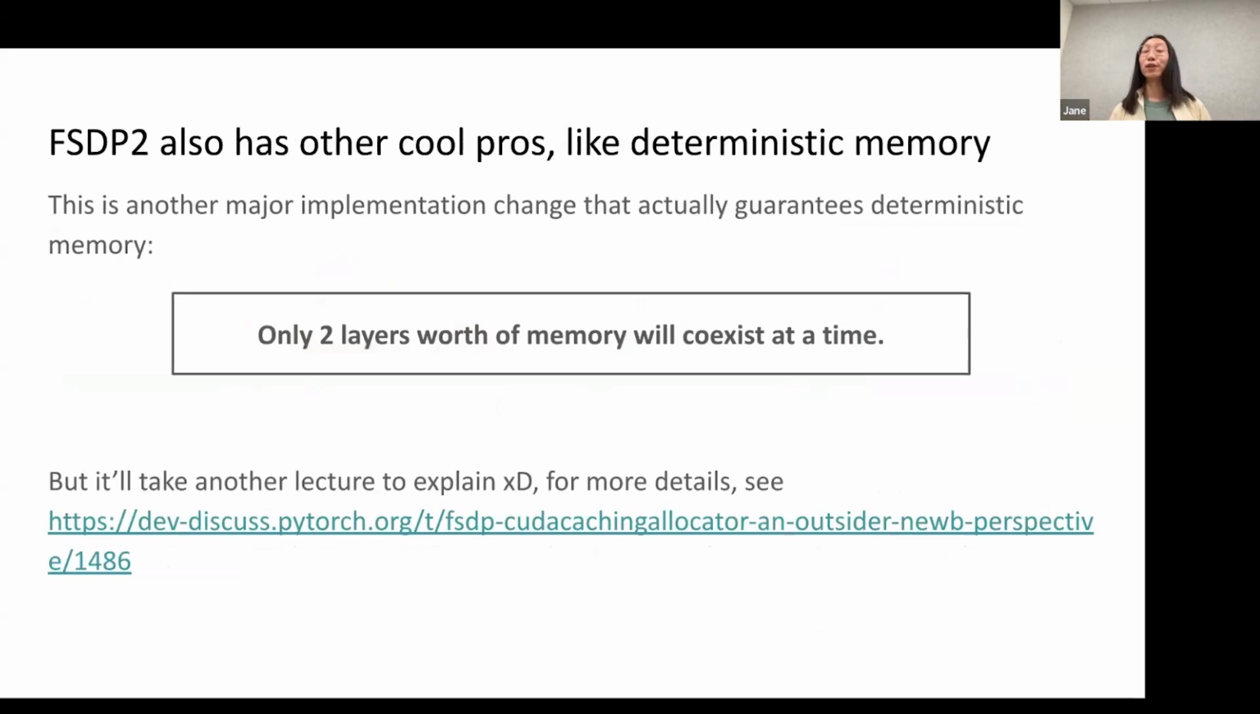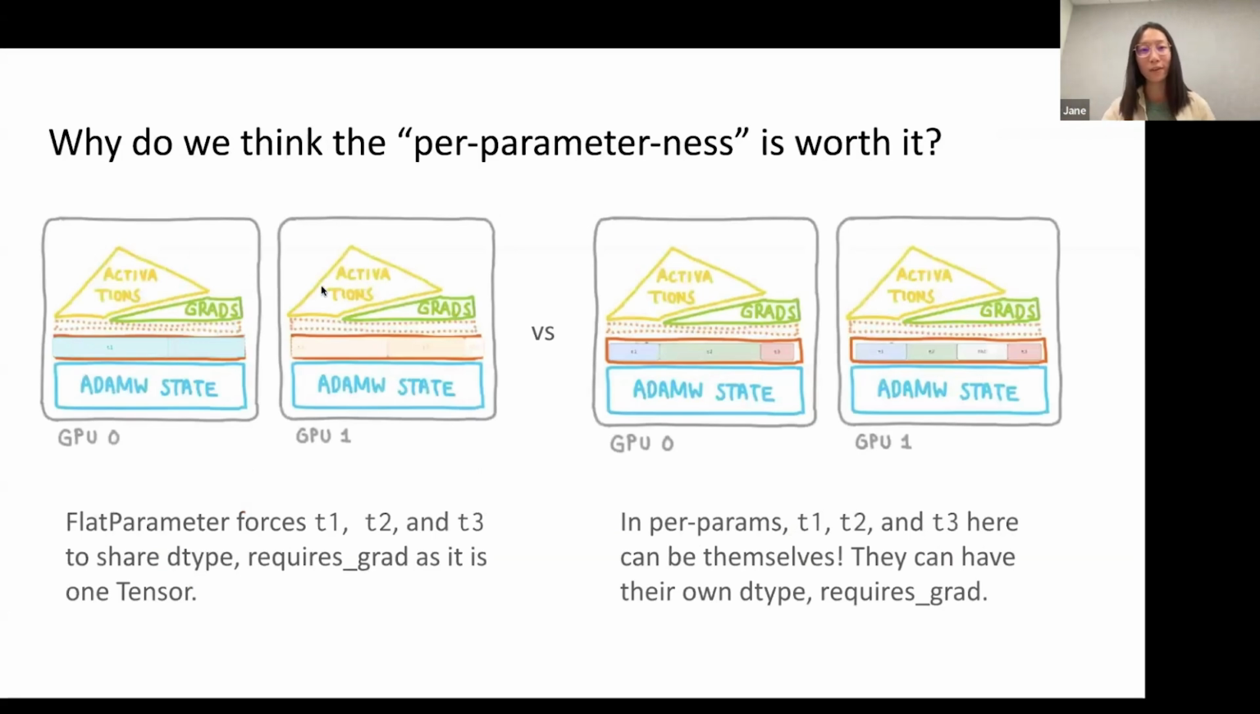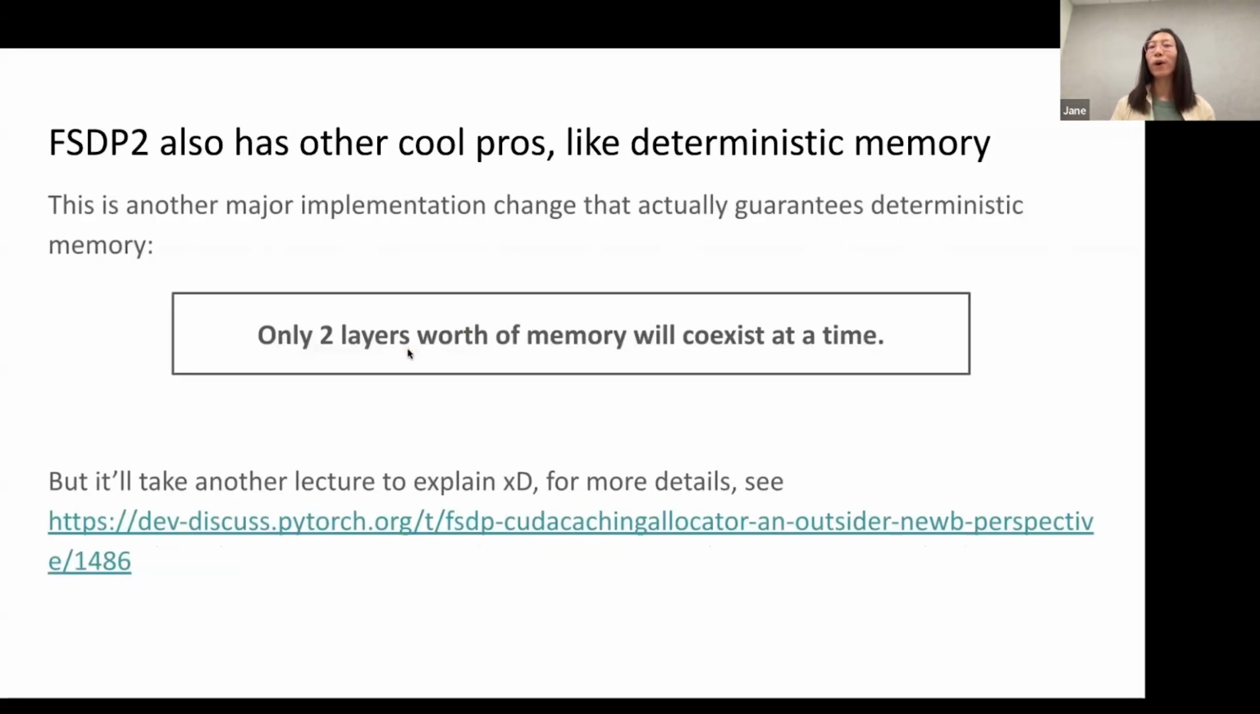And another thing that's really cool about FSDP2 that is its own other lecture entirely is memory determinism. One of the major implementation changes is that now FSDP2 actually guarantees that you will have only that small little sliver of memory before, like this little orange thing. Whereas FSDP1 didn't do it well enough and could cause memory spikes that are not deterministic. But for this one, you should read the blog links here if you want more details.